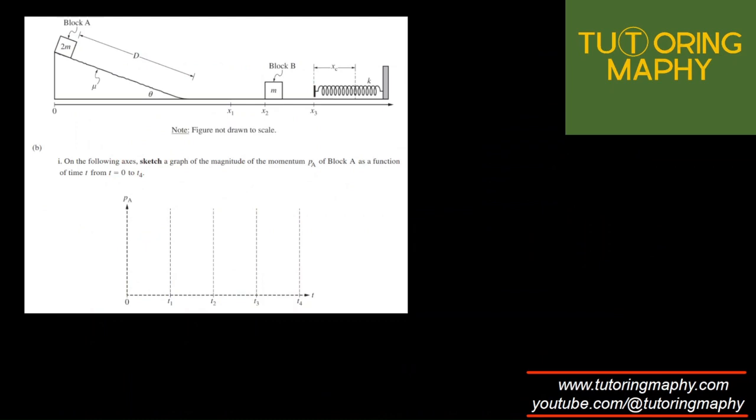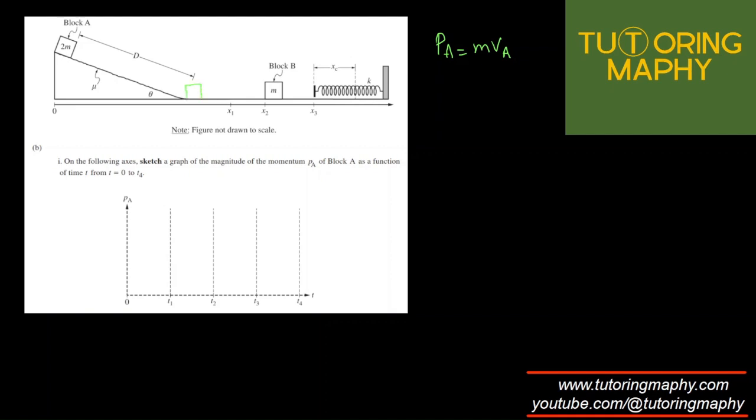Now, they're asking that on the following axis, sketch a graph of the magnitude of the momentum of block A as a function of time from 0 to 4. Interesting. So, if we talk about momentum, what is momentum, guys? Momentum is mass times velocity after all. So, mass times velocity of A. Now, the velocity of A, we're talking about A, okay. From, okay, till T1.